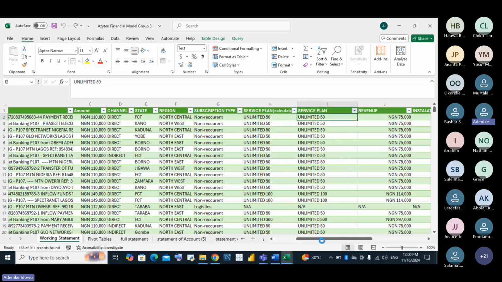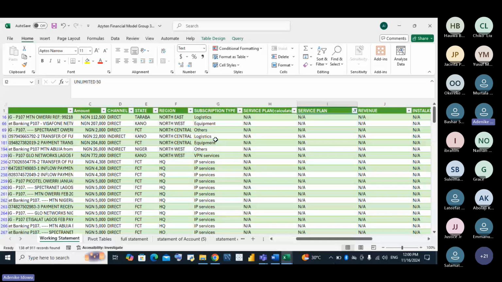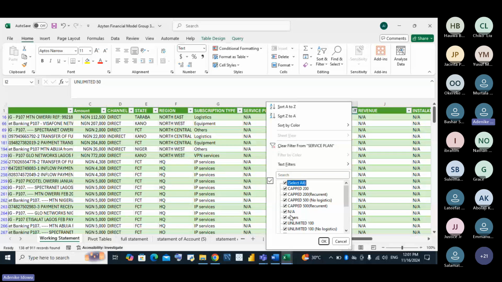We will see that the subscription types are logistics, equipment, IP services, orders. They are not related to non-recurrent, recurrent. However, we have some that have non-recurrent and recurrent, but by looking at the amount and the date, they do not fit into any service plan. So we tag them as orders. When we look at these orders, the subscription types are supposed to be recurrent.